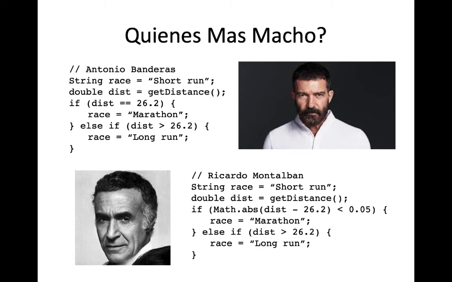Oh, come on. Yes, yeah, there you go. Dígame, ¿quién es más macho? Ricardo Montalban, indeed, right? Because we're using an absolute value bound on the precision. Exactly right. We don't want to say double equals in a situation where we're using real numbers.